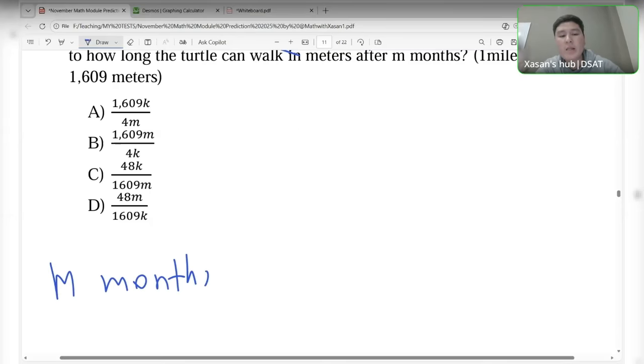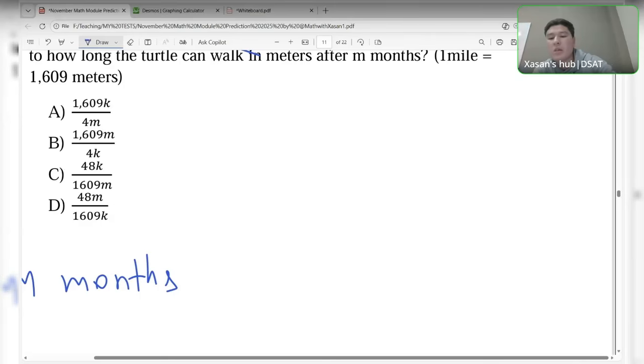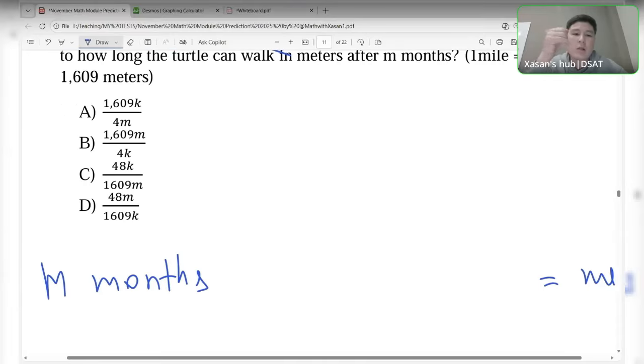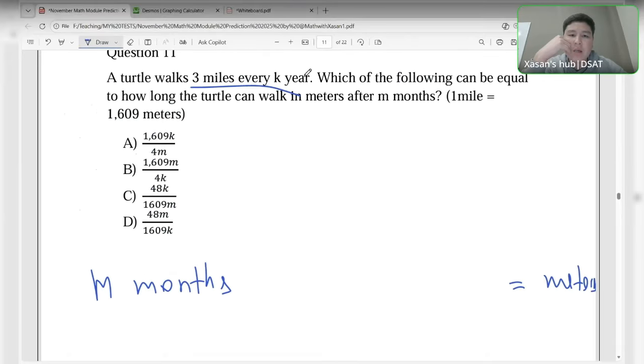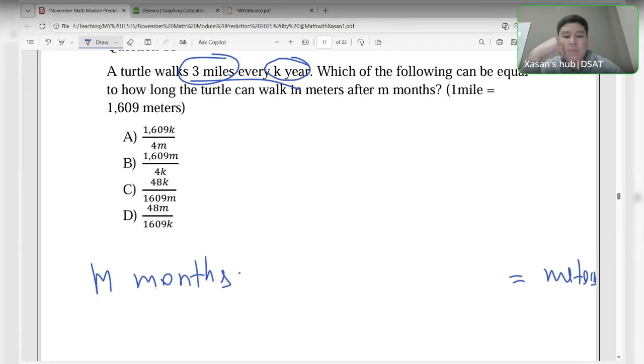And I have to find in m months how long it walks in meters. So in the end, I must have something with meters, right? So what I do here, first of all, guys, I will convert that months to years because I have something like k years, 3 miles. And then to convert, I'm going to write months below. And we know that 12 months equal 1 year.